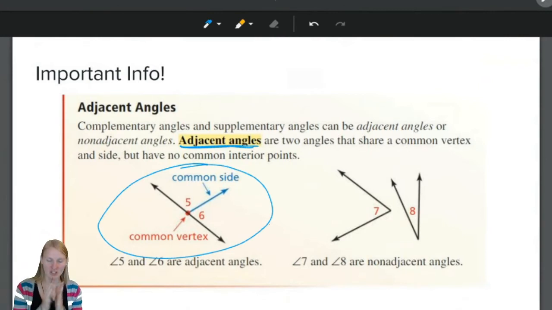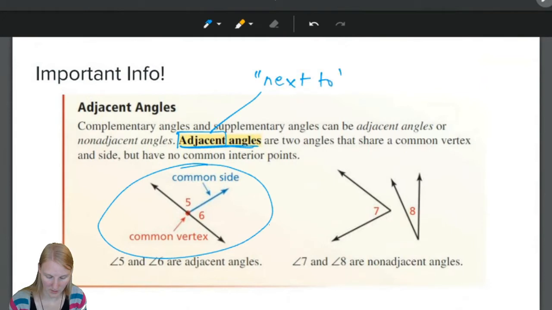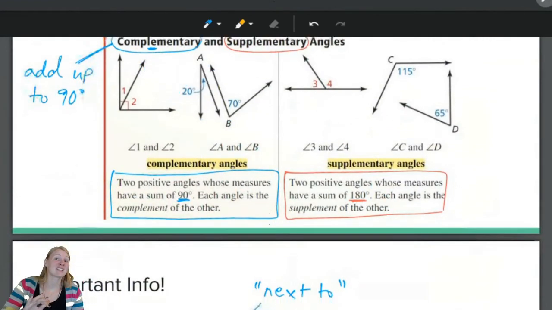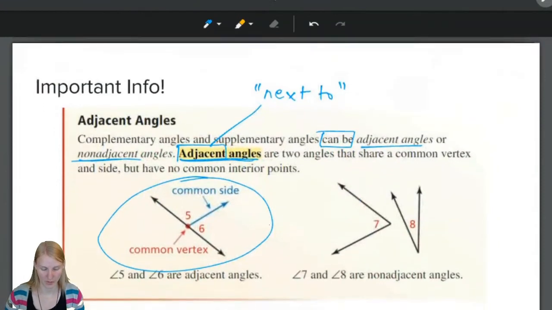So, adjacent means next to. Your neighbors are adjacent to you because they live right next to your house, or apartment. So, complementary and supplementary angles can be adjacent or they can be non-adjacent. Very important. This is what I just said about how they can be next to each other or they can be separate. As long as they add up to 90, that's the important part.